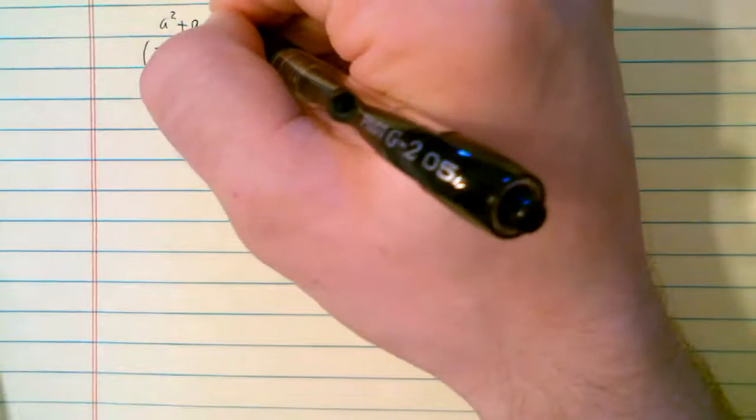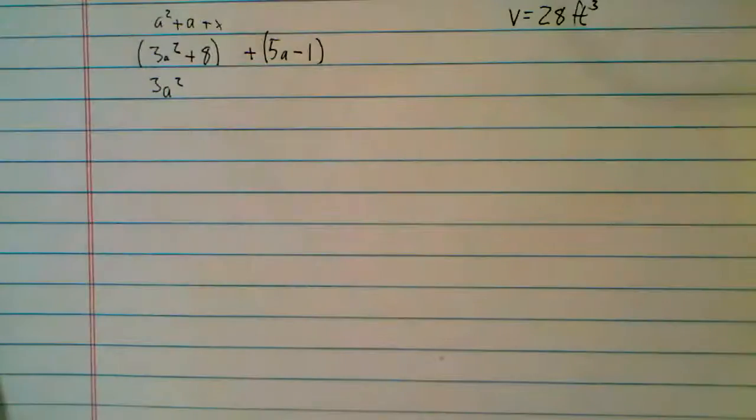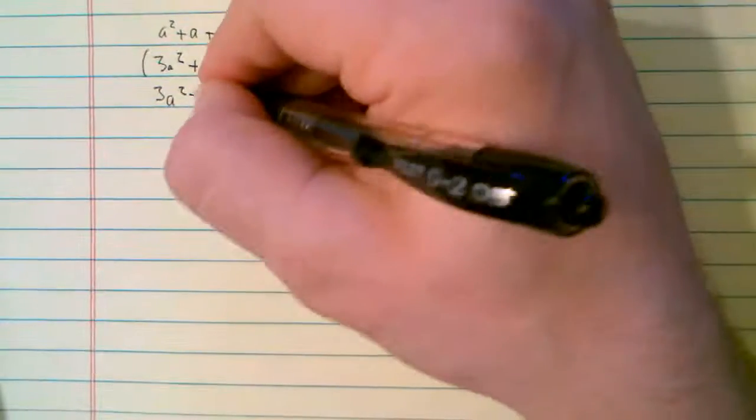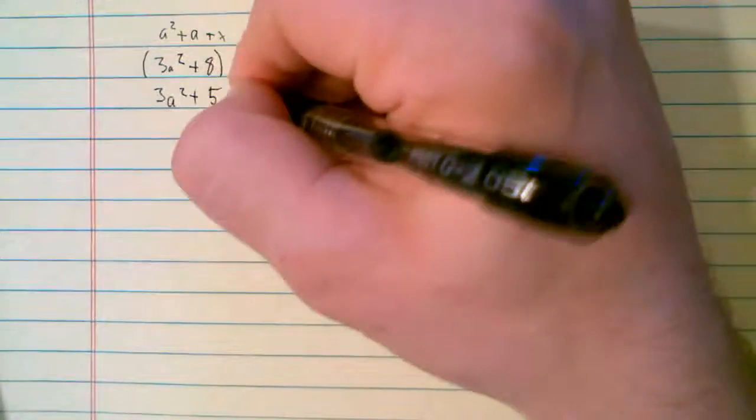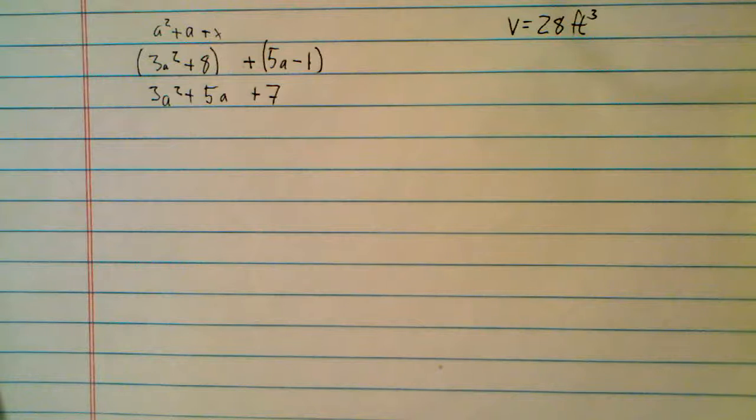Then we have 8. And if we're writing it in standard form, a little refresher on standard form, a squared plus a plus a number, kind of. So we go from the biggest exponent to the smallest to none. So 8 has no exponent, 1 has no exponent, so that'd be 7. And then we see 5a, this will be plus 5a, goes in the middle. So that's one method. You can reduce it like that, combine them together, and get a nice fancy little equation.